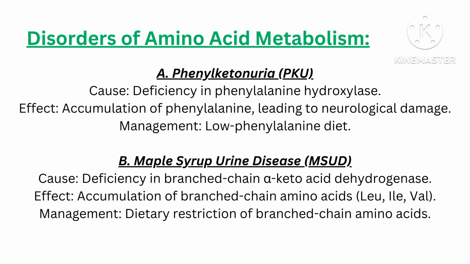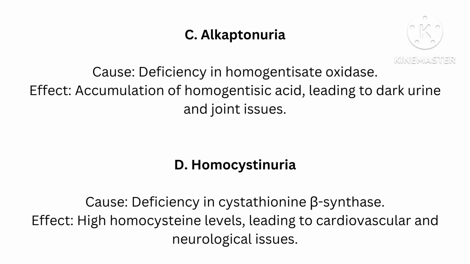Maple syrup urine disease, MSUD, caused by deficiency of branched-chain alpha-ketoacid dehydrogenase. It leads to accumulation of branched-chain amino acids: leucine, isoleucine, valine. Management is dietary restriction of branched-chain amino acids.